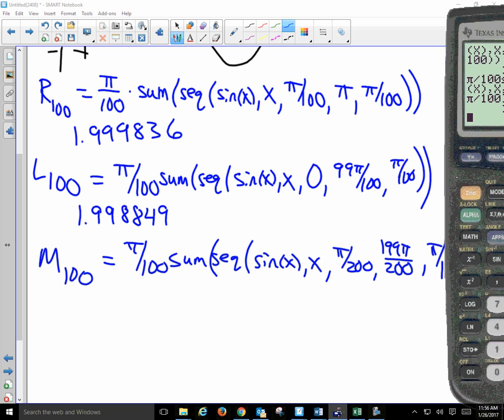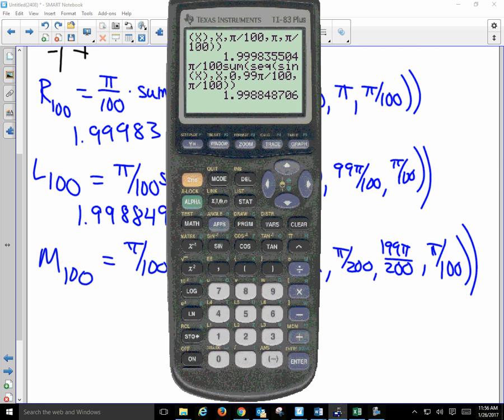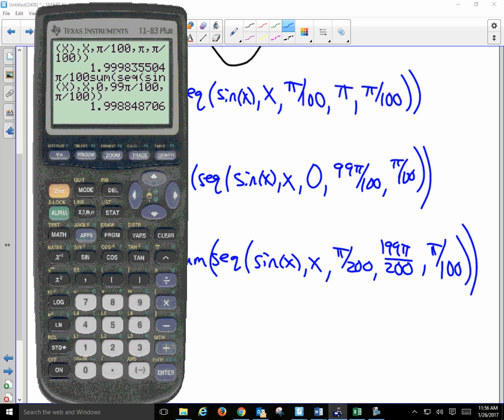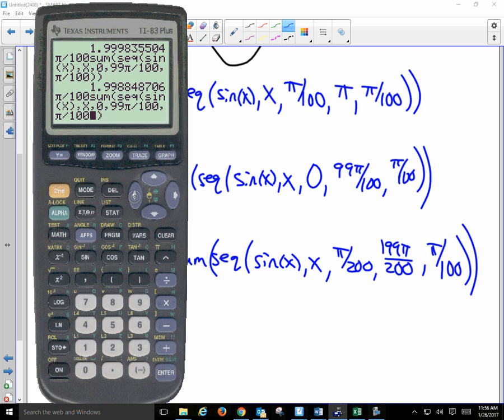So let's try that. Are you doing 1,000? Jeez. Sounds fun. All right, so we start not at 0, but at pi divided by 200, comma, 199 pi divided by 200.